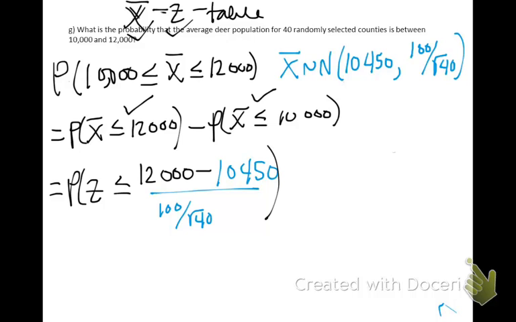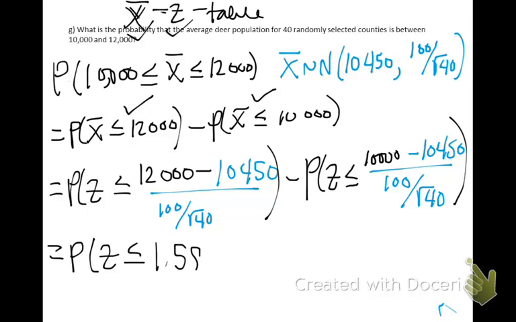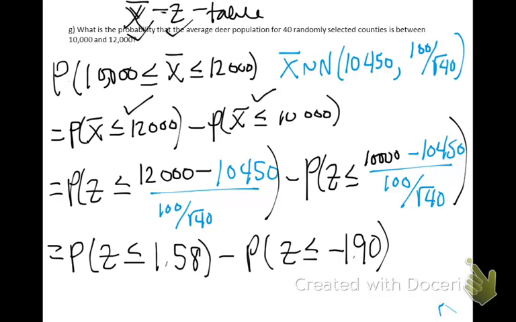Now we need to do the second X-bar. So we take the observation of 10,000, subtract the mean of 10,450, and divide by the standard error of 100 over the square root of 40. The first one gives a z-score of 1.58, and the second one gives a z-score of -1.90. So we've completed the X-bar step, we've converted to the z, we're now ready to go to the table.